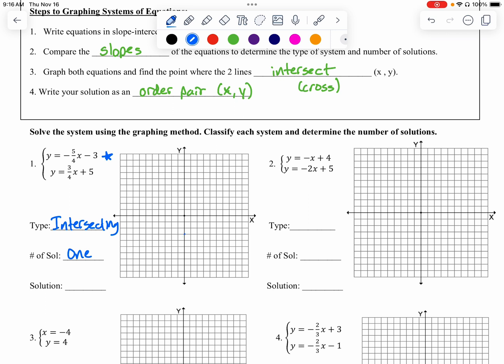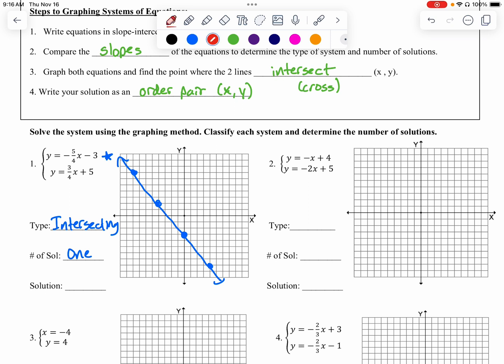So starting at -3, it's my y-intercept. And then my slope is -5 over 4. So we're going to go down 5. 1, 2, 3, 4, 5. 1, 2, 3, 4. And then 4 to the right. When you graph systems, you want to graph as many points as possible. So I'm also going to go up and to the left. 1, 2, 3. So that's as many points as I can fit on the graph for that line. So now I'm going to draw my line through them.